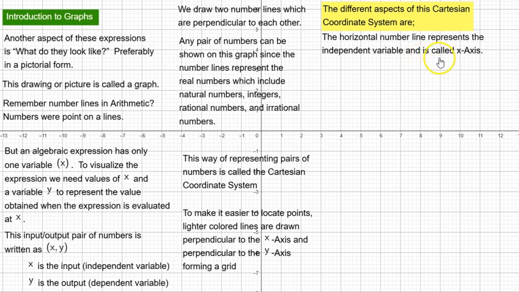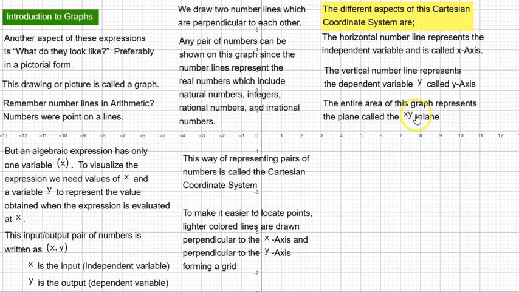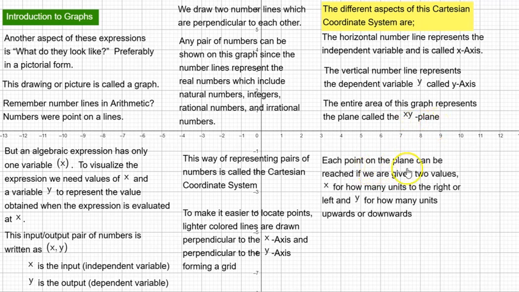Now, the different aspects of this Cartesian coordinate system are: the horizontal number line represents the independent variable and is called the x-axis. The vertical number line represents the dependent variable y, called the y-axis. The entire area of this graph represents the plane called the xy plane. Each point on the plane can be reached if we are given two values, x for how many units to the right or left, and y for how many units upwards or downwards.